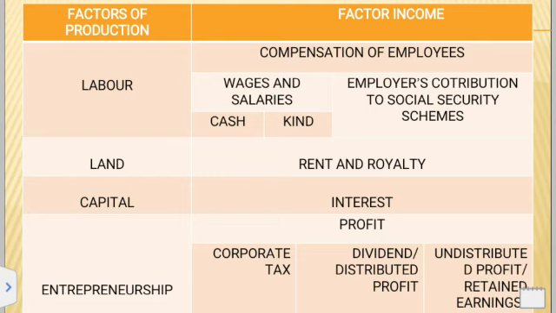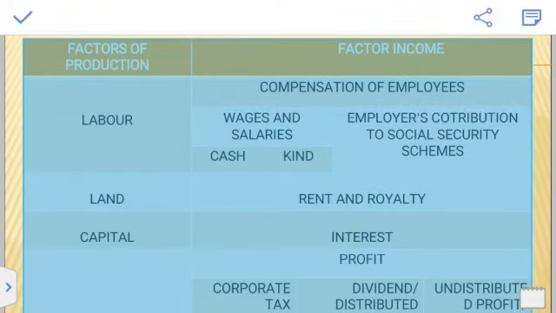Now the second component of the compensation of employees is employer's contribution to social security schemes. When a person is employed in any organization or any institution, sometimes the employer contributes something for the social security of the employee, and those contributions are known as employer's contribution to social security schemes. For example, provident fund, gratuity, all these are the payments of the employer to the employee towards the various social security schemes.